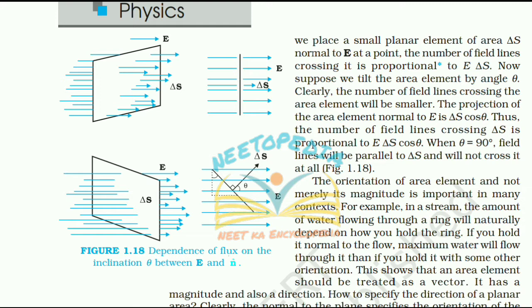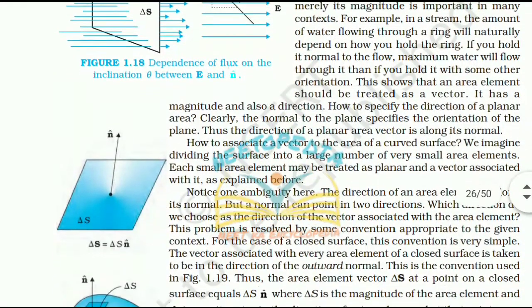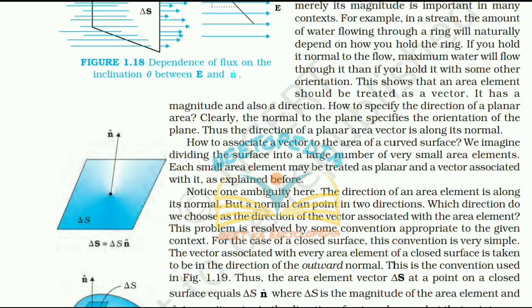The orientation of an area element, and not merely its magnitude, is important in many concepts. For example, in a stream, the amount of water flowing through a ring will naturally depend on how you hold the ring. If you hold it normal to the flow, maximum water will flow through it compared to any other orientation. This shows that an area element should be treated as a vector. It has a magnitude and also a direction. How to specify the direction of a planar area? Clearly, the normal to the plane specifies the orientation of the plane. Thus, the direction of a planar area vector is along its normal.